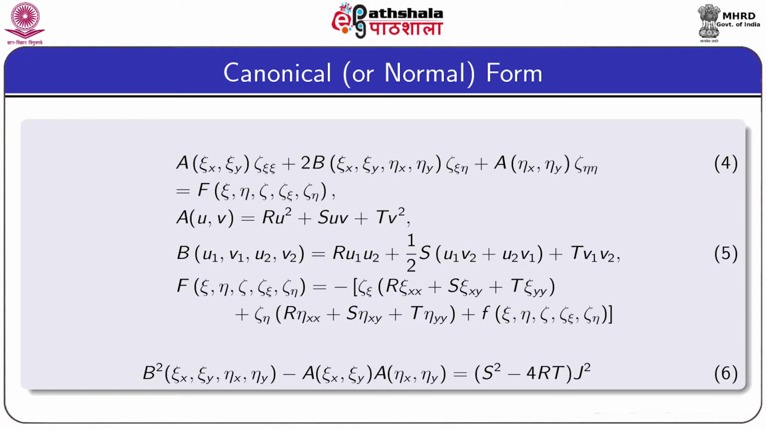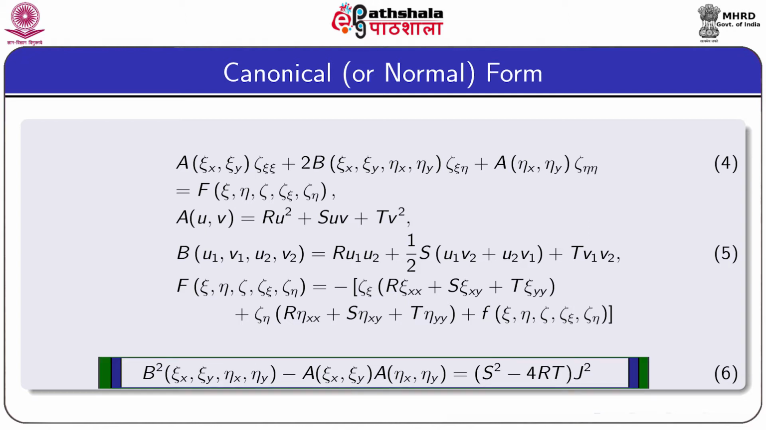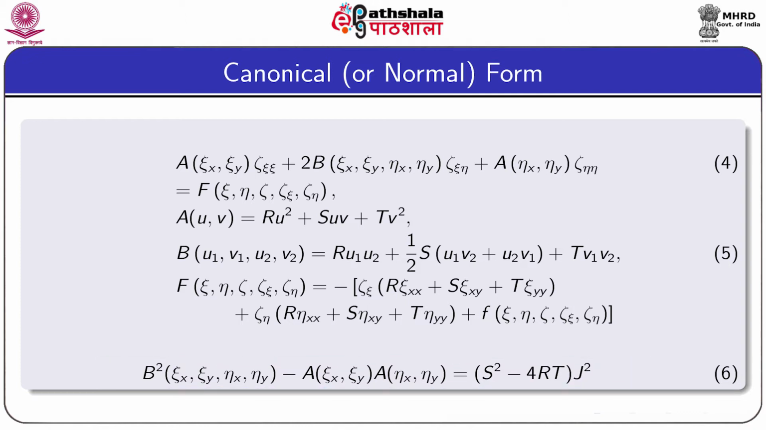If we observe, after this transformation, the coefficients of the second order derivatives are related by a relation written in equation number 6: B square minus AC is equal to s square minus 4 RT into J square. This J is the Jacobian of the transformation, which is given in equation number 3.